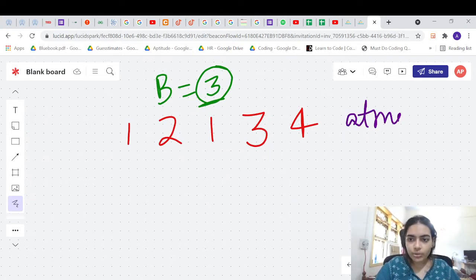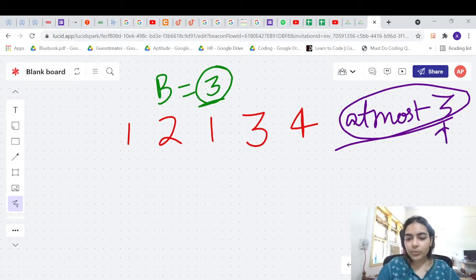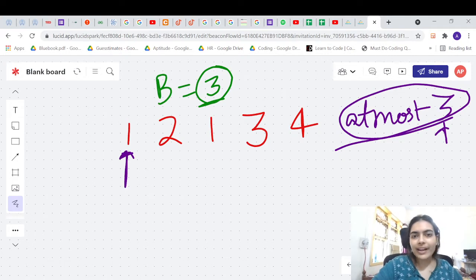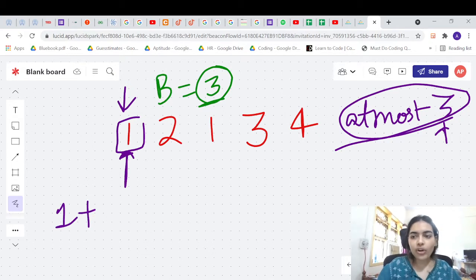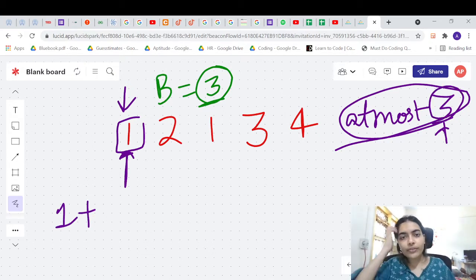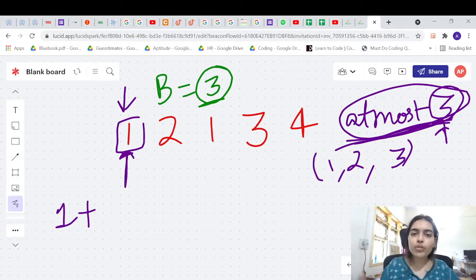Suppose you are asked to find the number of subarrays which have at most three distinct integers. Let us start from the first subarray. We are going to use the famous sliding window and two pointer technique. Suppose this is one subarray. This is the begin pointer, this is the end pointer. Now we have one subarray which is not crossing the threshold of 3. When you have to find at most three distinct integers, you can take the subarray with one distinct integer, with two distinct integers, with three distinct integers. You can take all those subarrays.